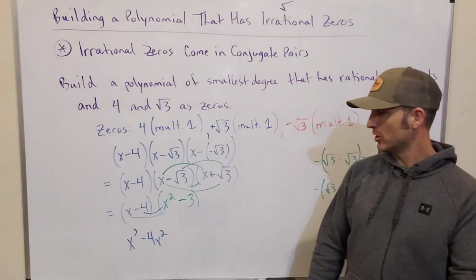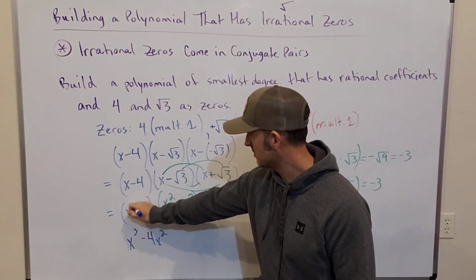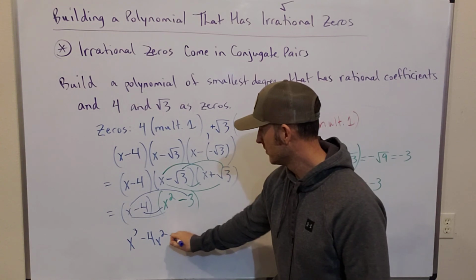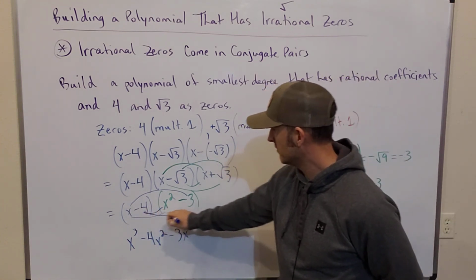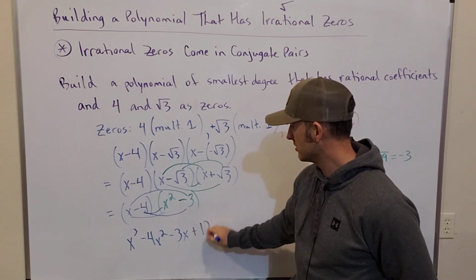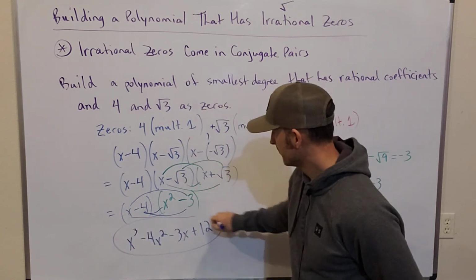Then I'll get all my x terms. I can get that by multiplying x times negative 3, and that's the only way. So that's negative 3 times x. And then my constant term is negative 4 times negative 3, which is positive 12.